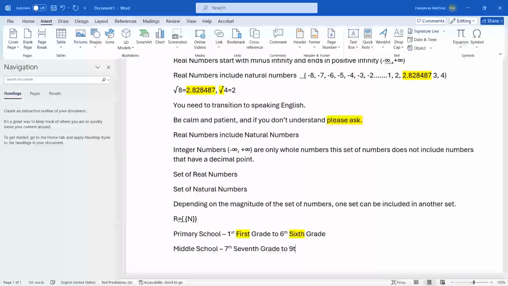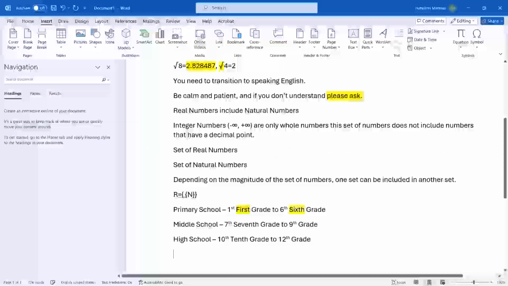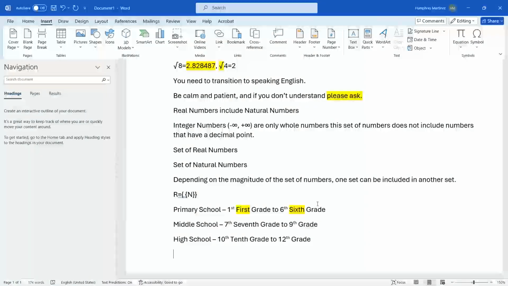And starting from middle school, remember, middle school is from 7th to 9th grade. And high school is 10th grade to 12th grade. Okay, and do you understand that?